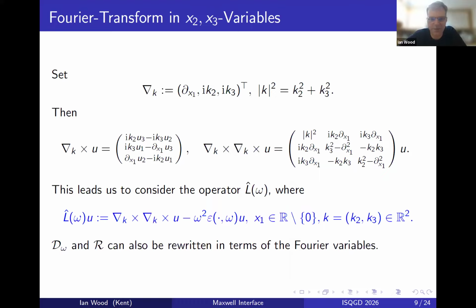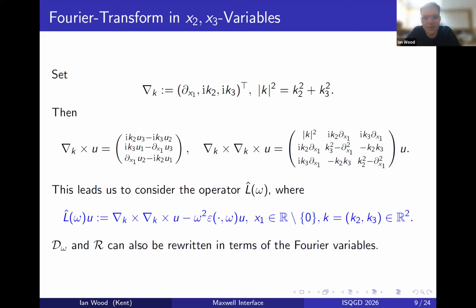And notation-wise, in the Fourier variables, I'm going to call the functions u rather than e. So the e was the electric field in the original variables. Now that I've done Fourier transforms in x2 and x3, I'm going to call the function u.